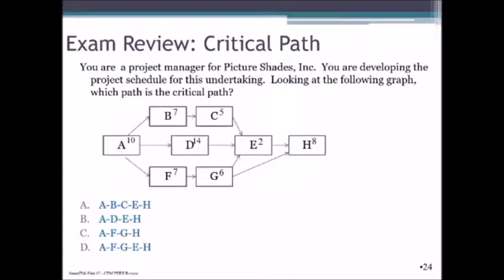Let's now look at some exam questions, starting with critical path, just to make sure that you are fully understanding how this works. Critical path, take a moment, look at this question, pause the video and resume when ready. Correct answer is B, ADEH, 34 days.